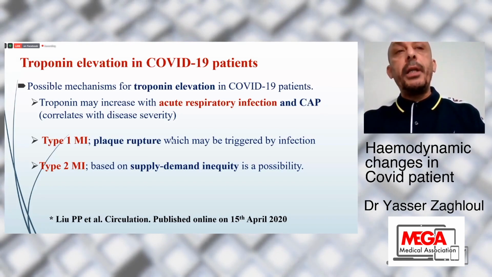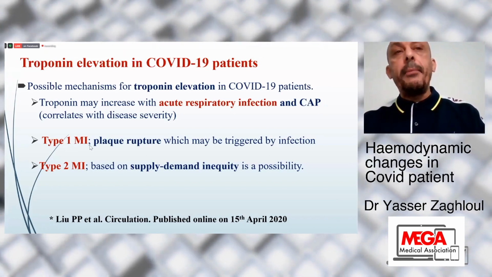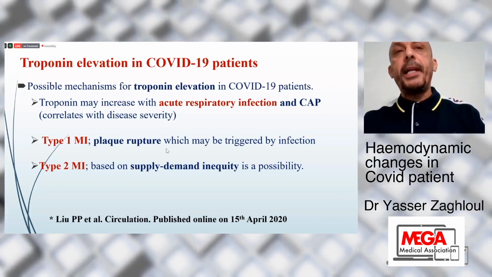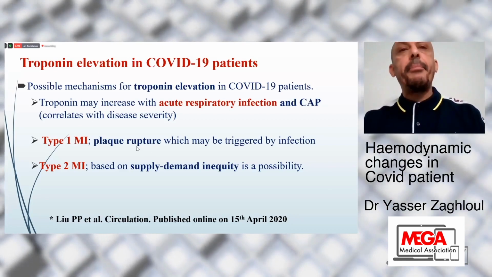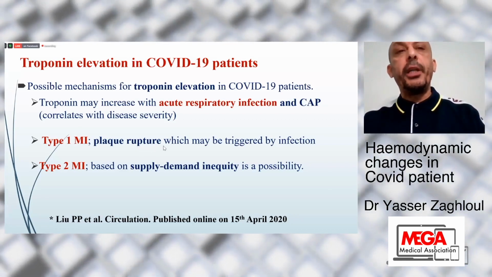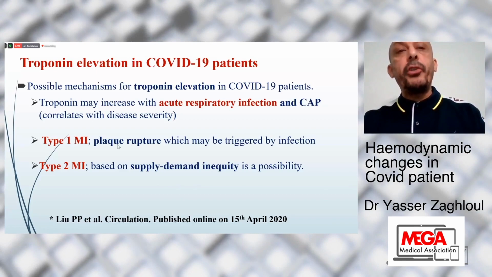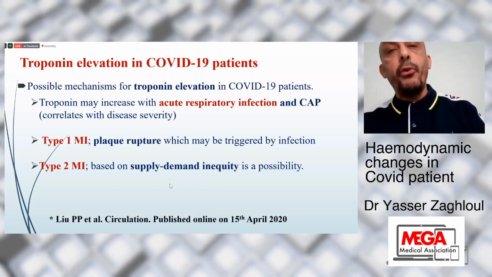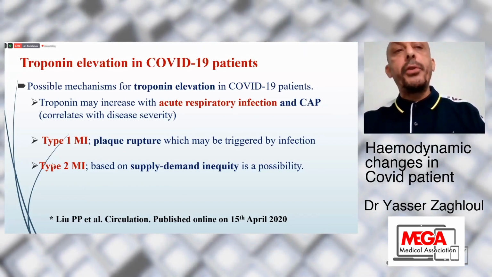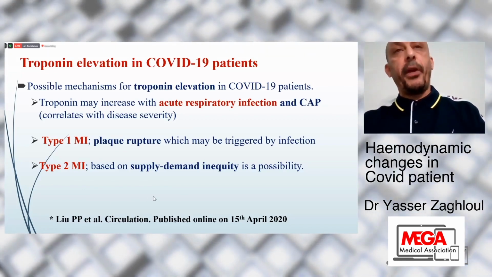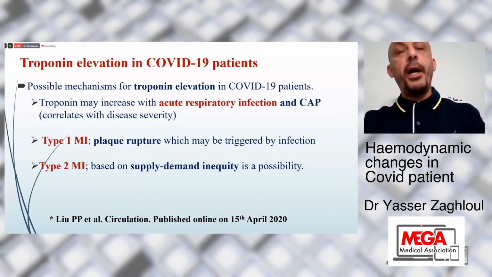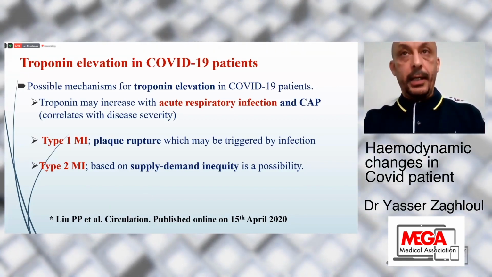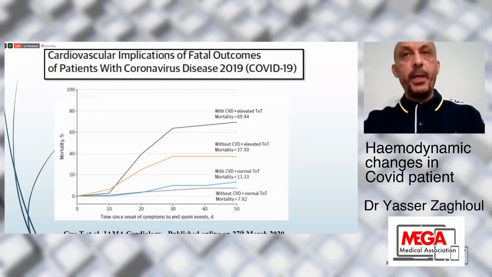But troponin can increase as well in type 1 myocardial infarctions, these plaque ruptures, which can happen easily during acute infections. Or if the patient is in shock and there is impairment of oxygen supply and increased oxygen demand, this may cause type 2 myocardial infarction. So that's why we have high troponin in critically ill COVID patients.